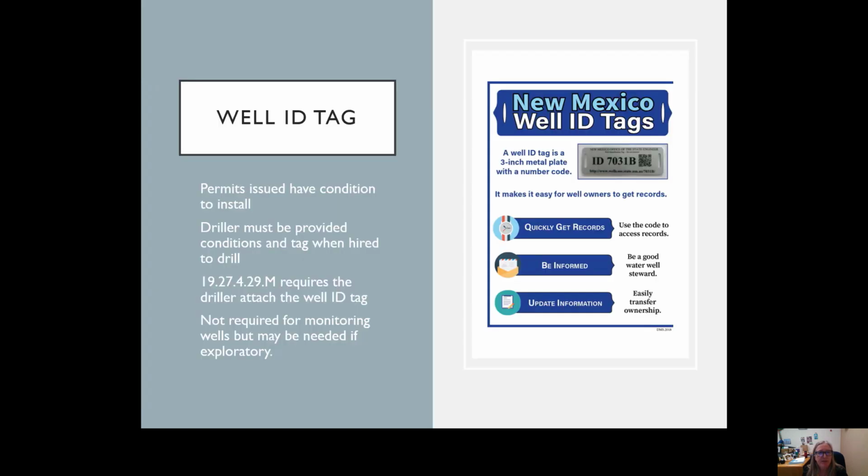This is an example of the well ID tag. We began distributing tags with the permits back in 2017. The permit issued will have a condition that the well driller must install the well tag. The driller must be given the conditions and the tag when they're hired to drill, and subsection M, rather, of 1927-429 requires that the well driller attach the well ID tag. And as I said, they're not required for monitoring wells, but if it's an exploratory well that will soon become a production well, you may be issued a tag to install on that completed well with the permit as well.